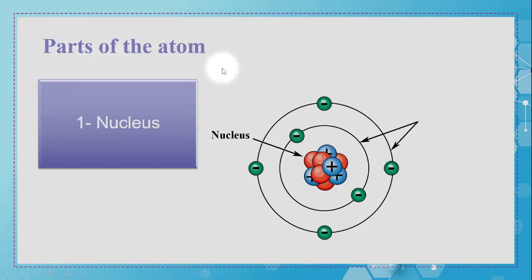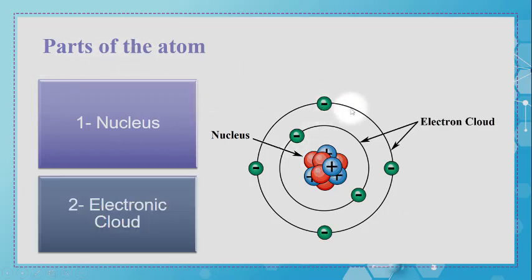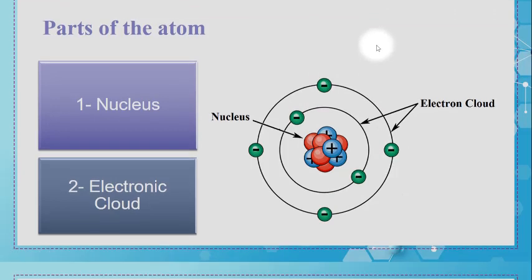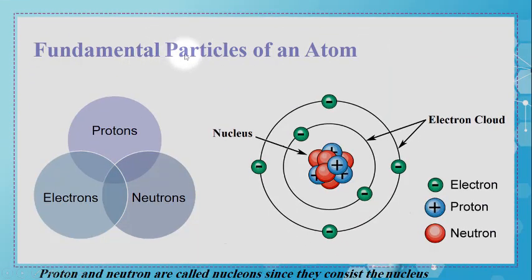The parts of the atom: the nucleus and the electron cloud. The fundamental particles of an atom: protons, electrons, and neutrons. Protons and neutrons are located inside the nucleus, while the electrons are in the electron cloud. Protons and neutrons are called nucleons, since they make up the nucleus.